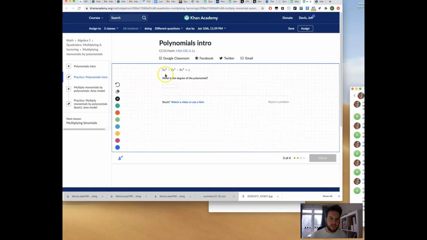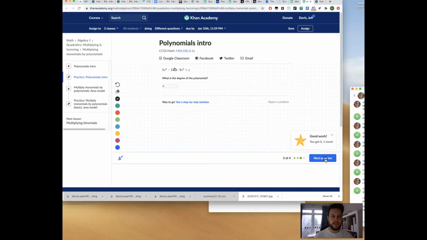Do a couple more. What is the degree? So degree is just the highest power. This is not in standard form because it's not going biggest to smallest. So we're just going to say what is the biggest. So we're circling the 4. This 4 is the biggest. So that is the degree.